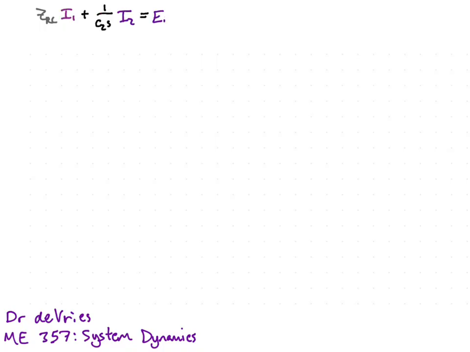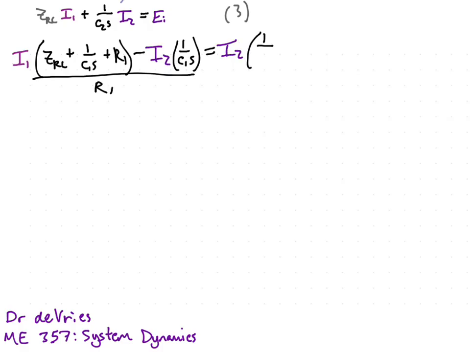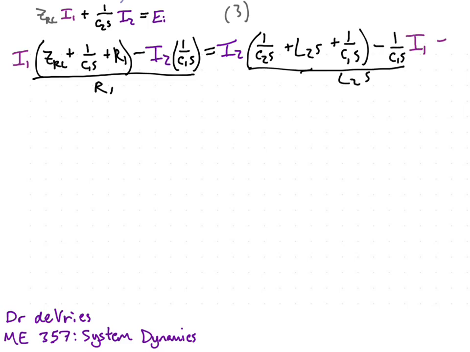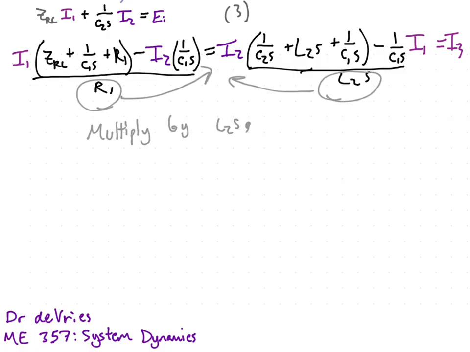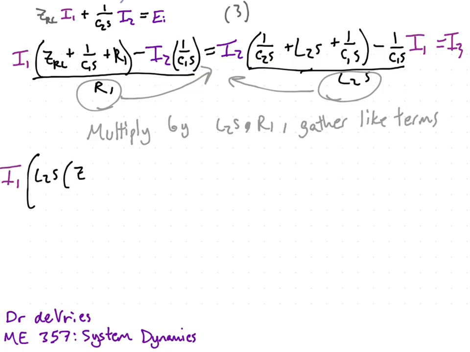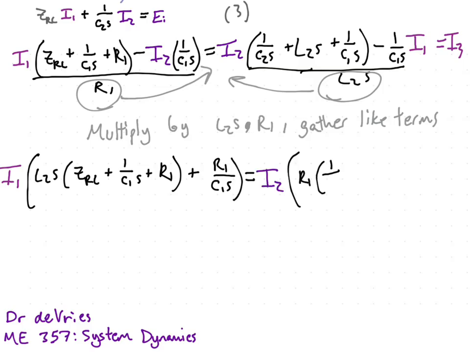I'm going to speed up the playback a little bit. So we have this equation with everything in terms of I3. We don't care about I3. We can write it down because we know that we solved everything in terms of I3. But now what we're going to do is rearrange this to have all of the I1 terms on one side and all of the I2 terms on the other side. And you would do that by multiplying by R1 and L2S on both sides, so we can get rid of those terms, gather the like terms, so we have everything in terms of I1 and I2.